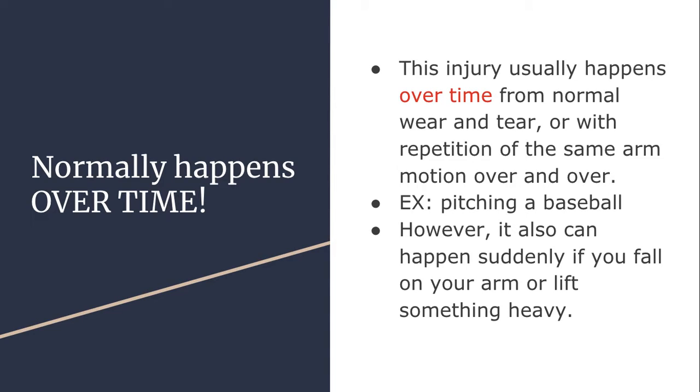So the most important thing to know about this injury is that it normally does happen over time, and this is due to muscle deterioration, wear and tear, repetition of the same arm movement over time, such as sports that include overhead movement like tennis or baseball, pitching or catching above the head. However, you should know that it can also happen suddenly if you fall on the arm or if you lift something extremely heavy. But for the most part, it does happen over time.